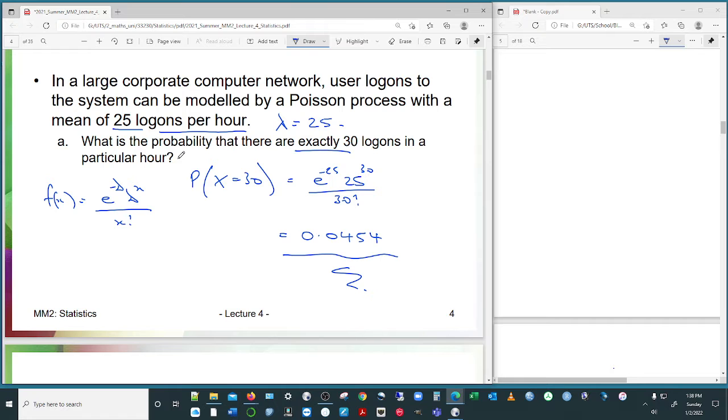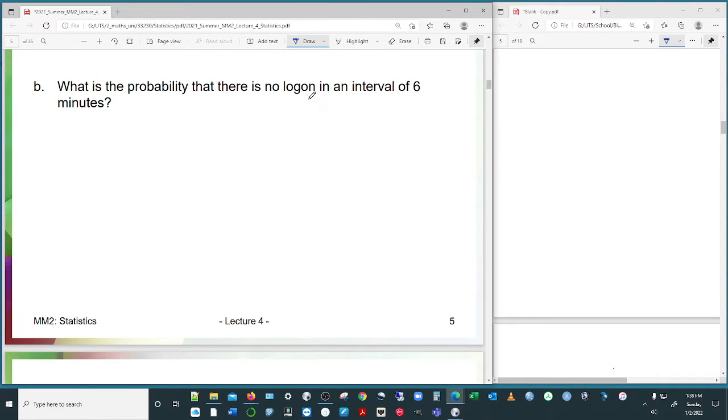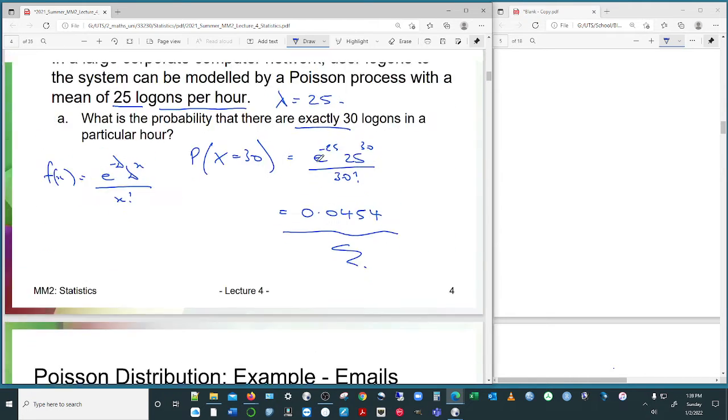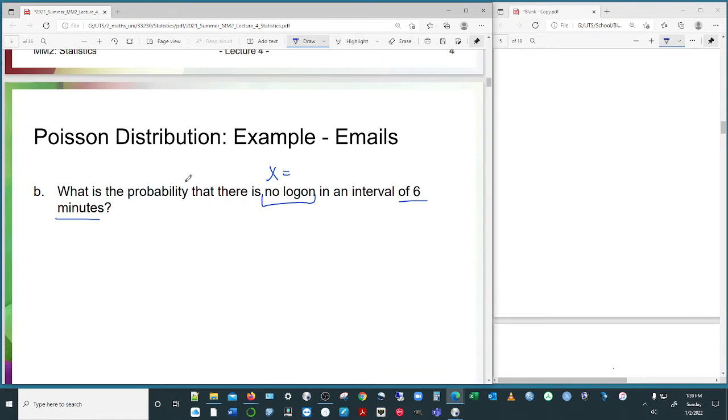Let's see how else we can convolute things using language. What's the probability that there is no logon in an interval of 6 minutes? Oh dear. So what we've got here is now a no logon. What's the x for that? X equals, what does that mean? And the interval of 6 minutes, well, we've changed time frames. We had a time frame of per hour. So we need to work that out.